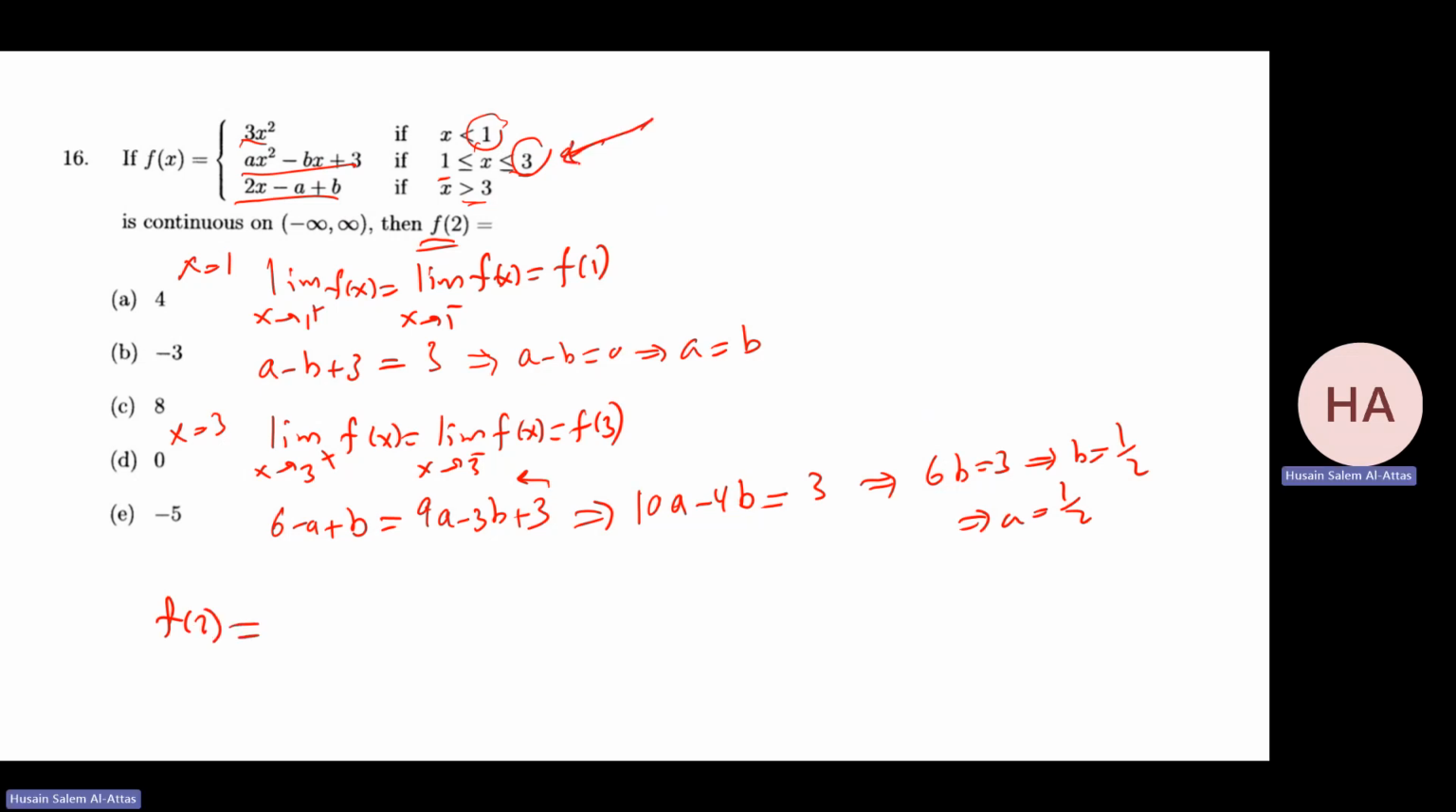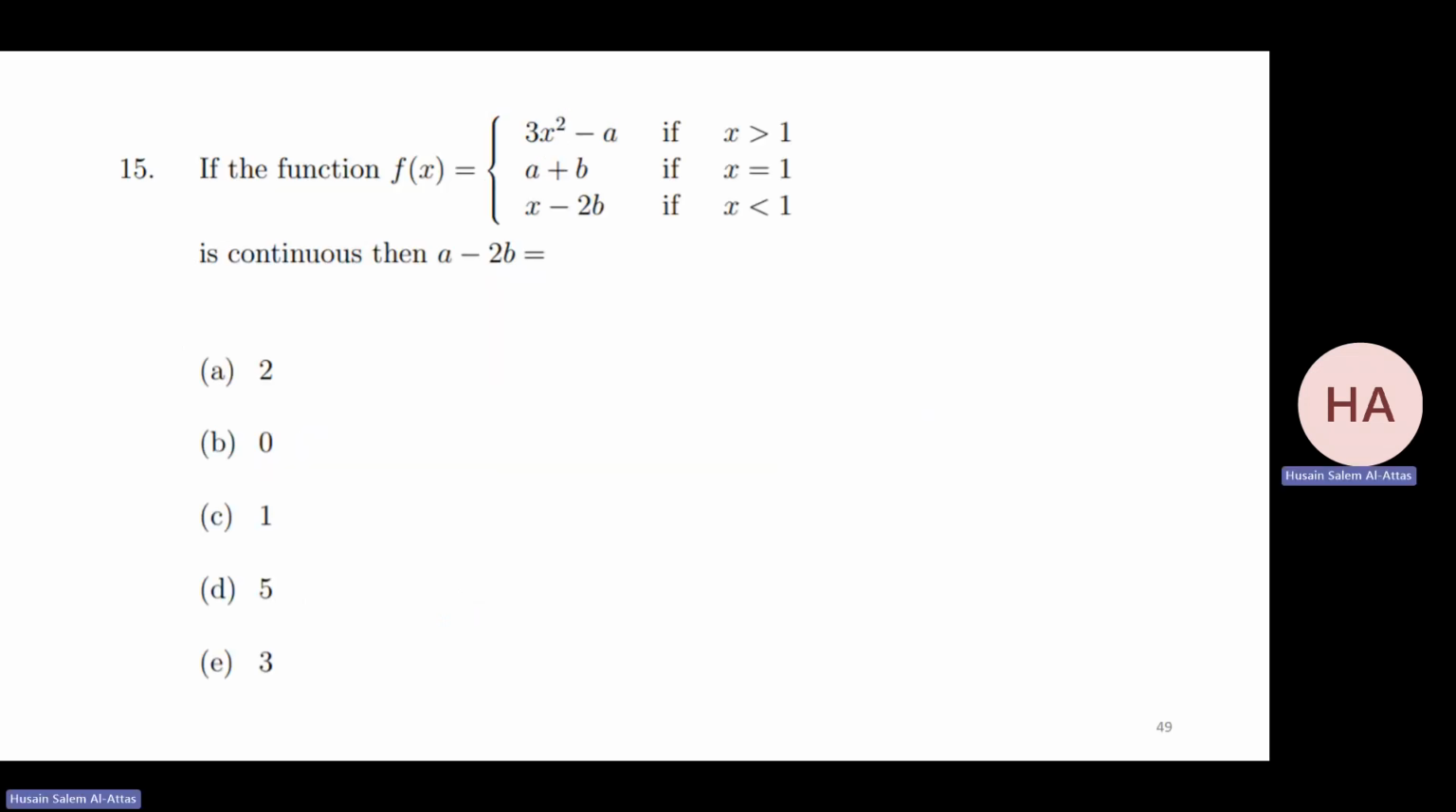I just substitute at 2. It will be 4a minus 2b plus 3. 4 times half will be 2, minus 2 times half, that's minus 1, plus 3, which is 5 minus 1, which is 4. If the function is continuous, all of these are polynomials, so nothing to worry about.